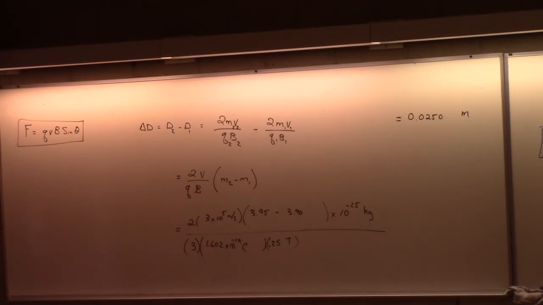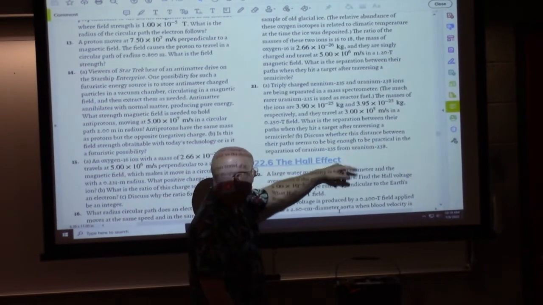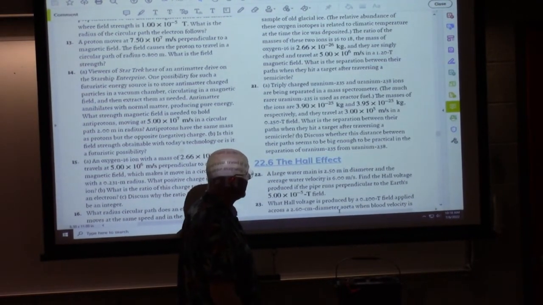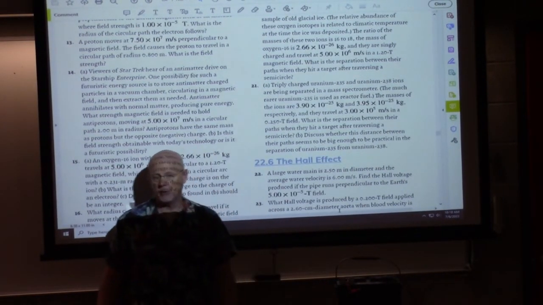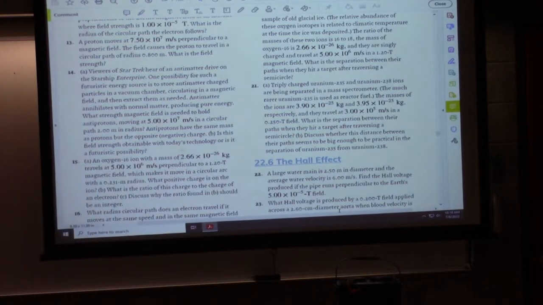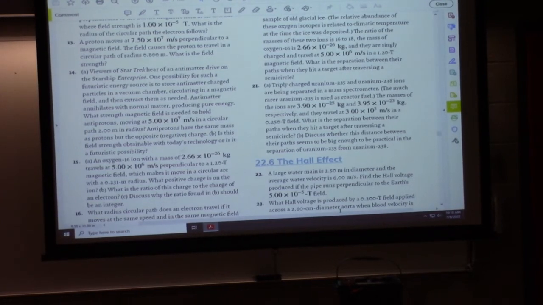Which I think is why your author goes on here and says, discuss whether this distance between their paths seems big enough to be practical and to separate uranium-235 from uranium-238. And I think that seems big enough. It's not that big, but we can measure things really accurately. But remember, there's always going to be some uncertainty in these things. And so your collecting bucket, you're trying to collect the 235, there's probably going to end up with some 238.